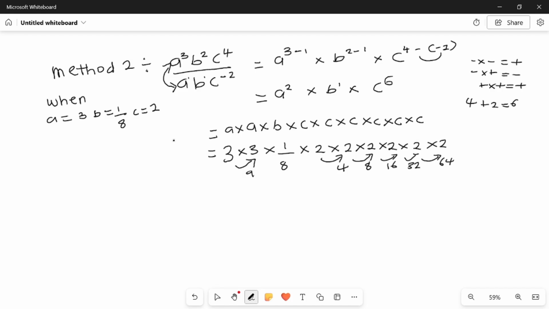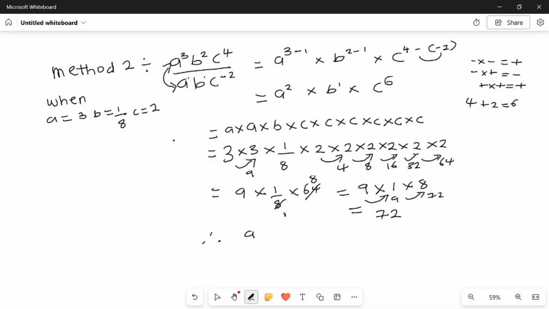So if you notice, we are almost getting to the end of our solution. It's now 9 times 1/8 times 64. So 8 into here is 1, 8 into here is 8. So it will now be 9 times 1 times 8, which will now give us 9 times 1 is 9, and 9 times 8 is 72. So our final answer will be 72.